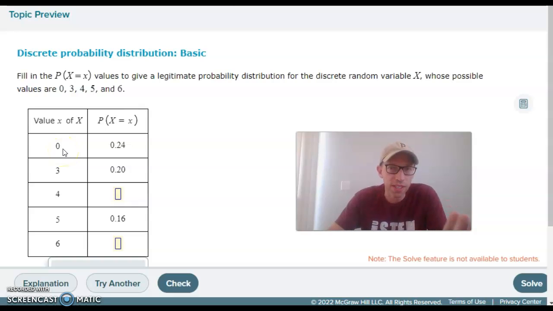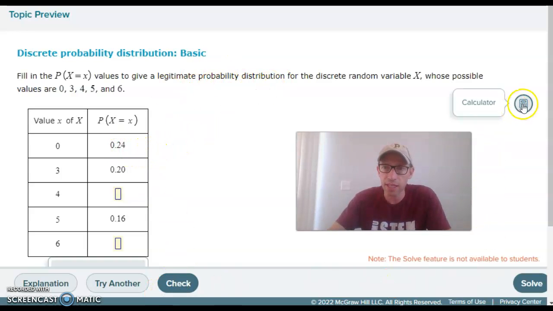So the thing to note about this problem is that these values don't matter at all. If we're trying to give a legitimate probability distribution, we only care that these numbers over here add up to 1 and that none of them are negative. These numbers over here, by the way, could be negative. This could be negative 20. This could be pi. This could be whatever. They don't really matter in terms of forming a legitimate probability distribution.